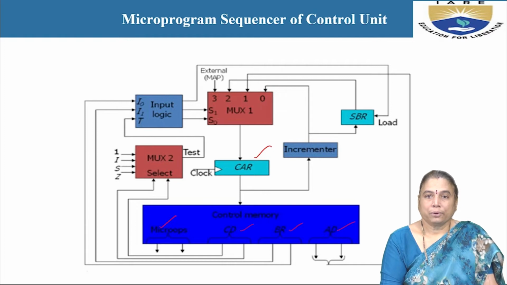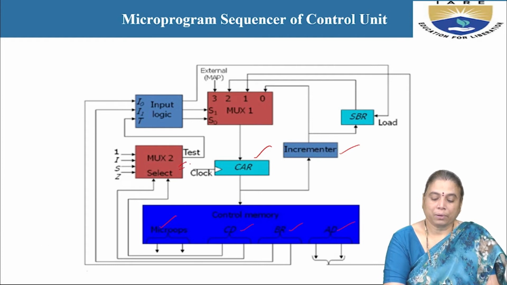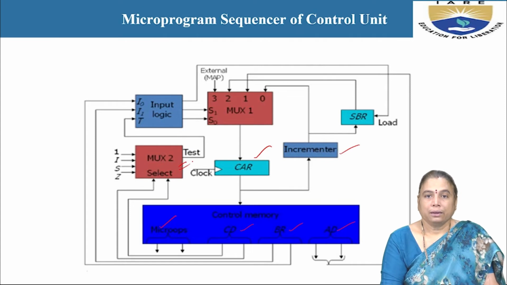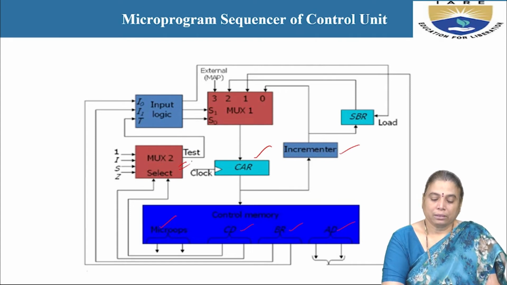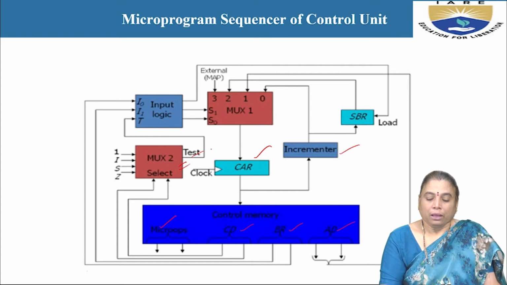So here the microprogram sequencer generally performs 4 steps. One is the incrementation, which can be performed with the help of the incrementer. The incrementer can increment the CAR value by 1. The second step is branching. The branching can be done with the branch logic with the help of mux2. And if it is conditional branching, the test can be performed. If the condition or test is satisfied, then only the branching can take place.